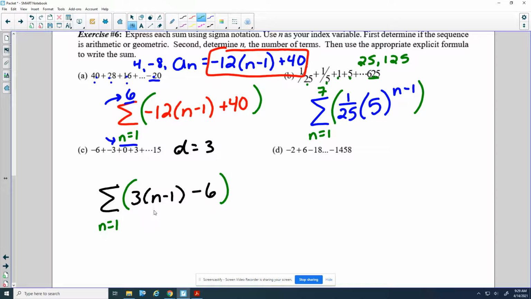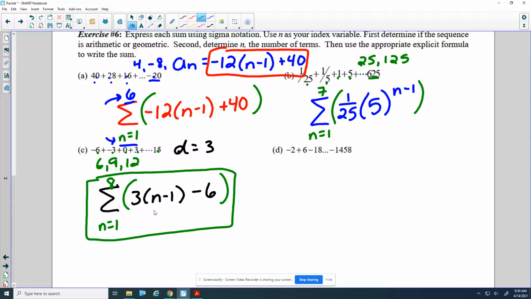And to follow this pattern, if we filled in the extra terms, -6, -3, 0, 3, 6, 9, 12, and then we'd have the 15. So this one has 1, 2, 3, 4, 5, 6, 7, 8 terms. So we put an 8 up top. So that is my final answer for that one.